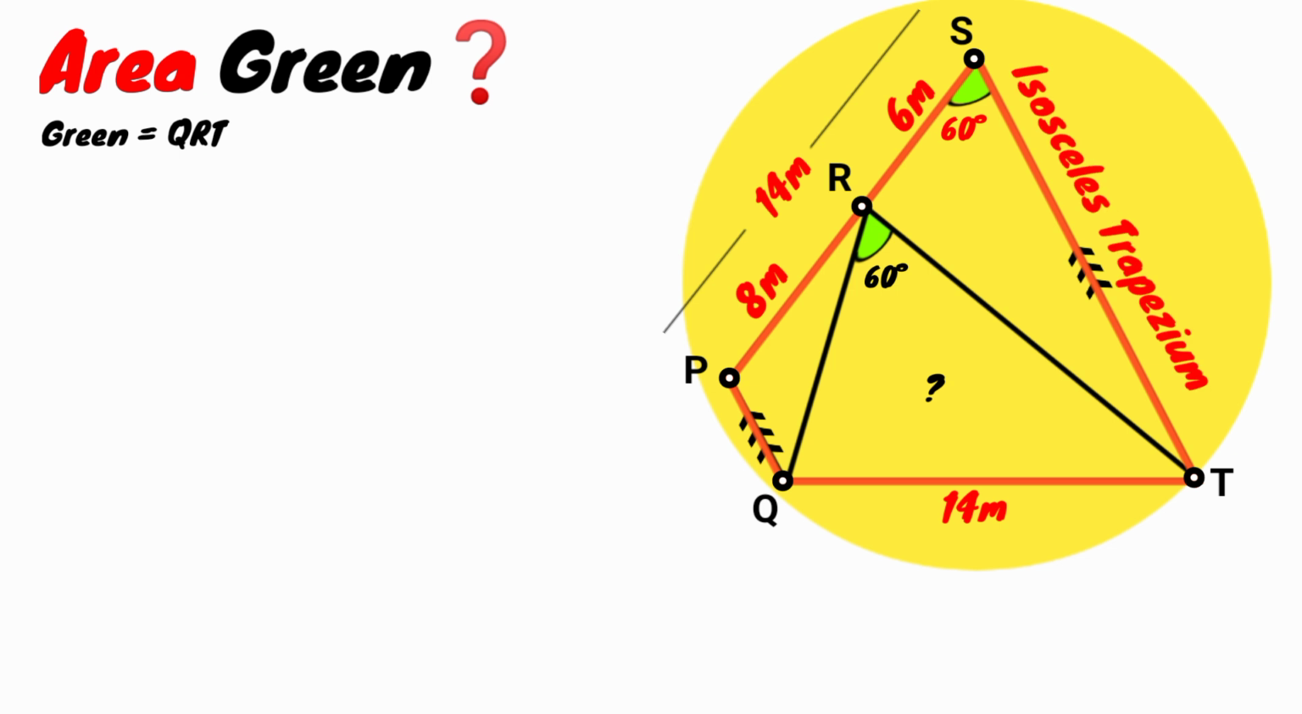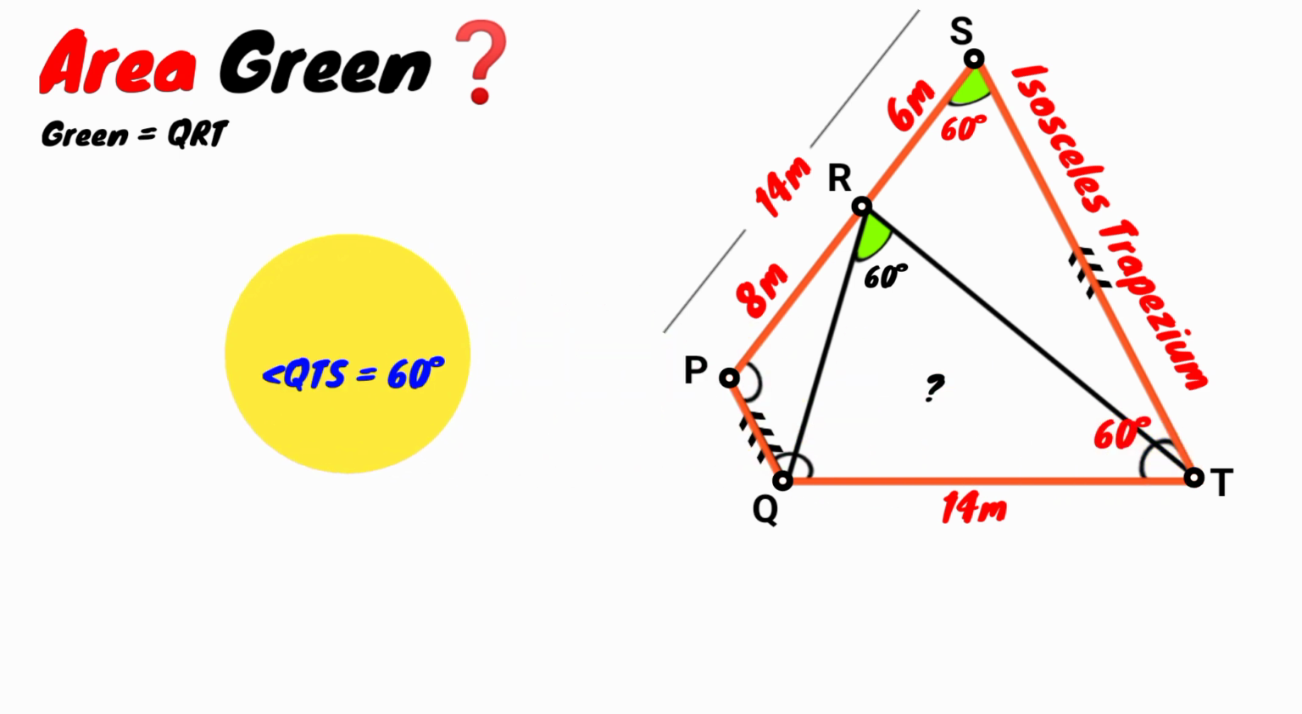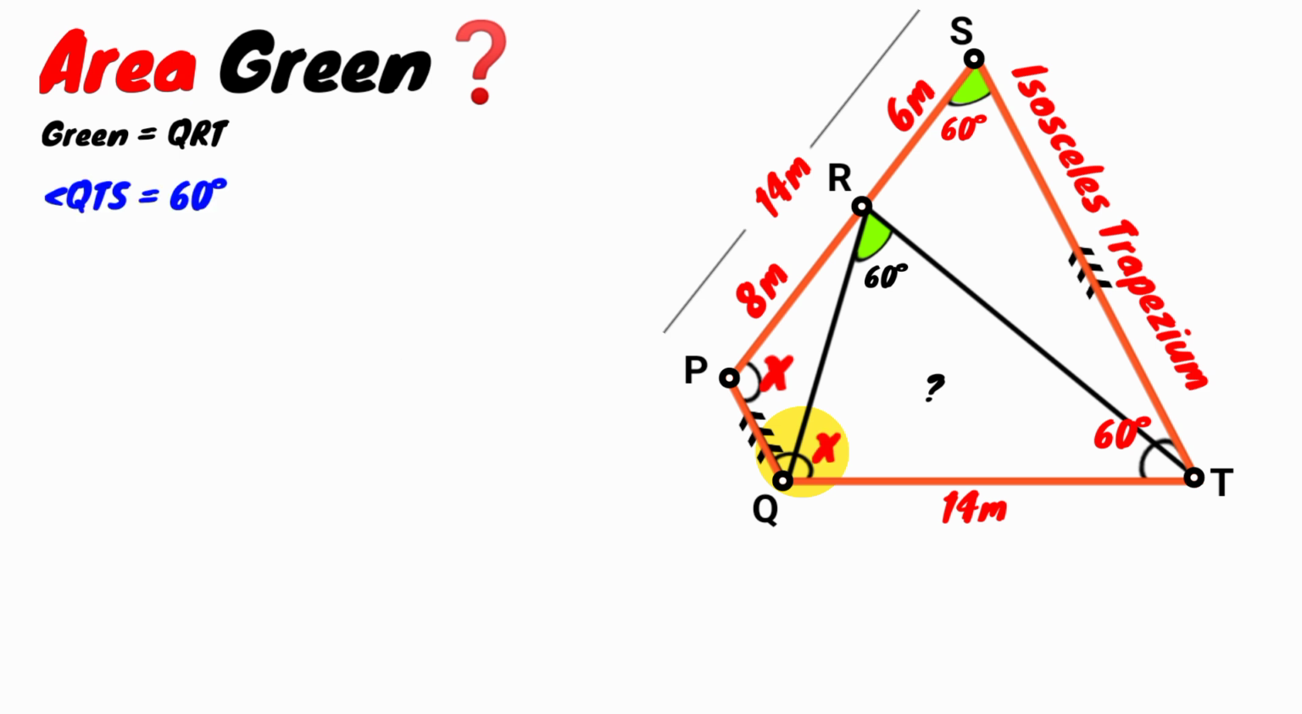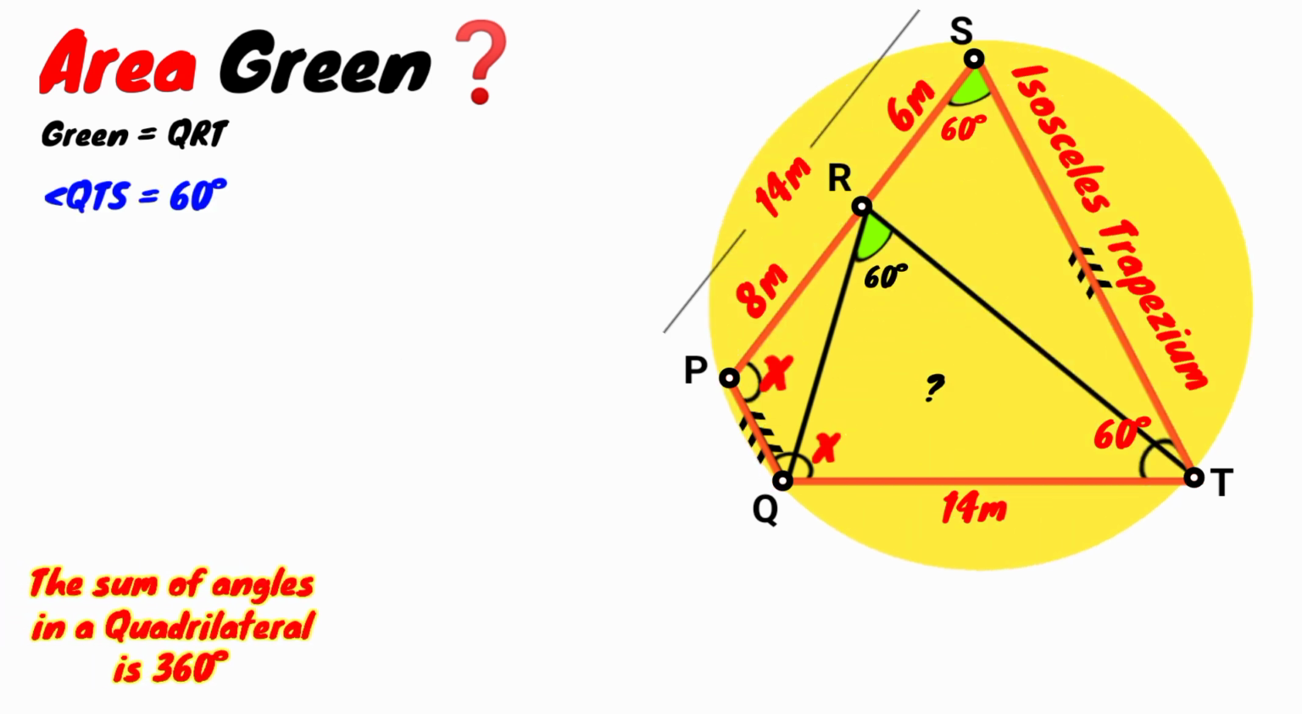We know in an isosceles trapezium, each pair of base angles are congruent. That is, this angle and this are equal, and this are also equal. So since this is 60 degrees, this must also be 60 degrees. We write it out, angle QTS equal to 60 degrees, while here, if we let this be x, this must also be x. We know the summation of angles in a quadrilateral is 360 degrees.